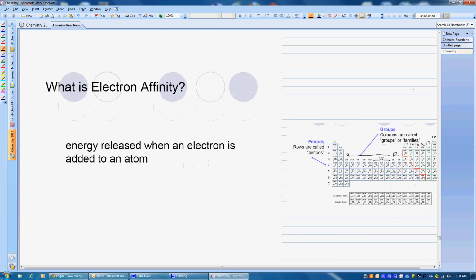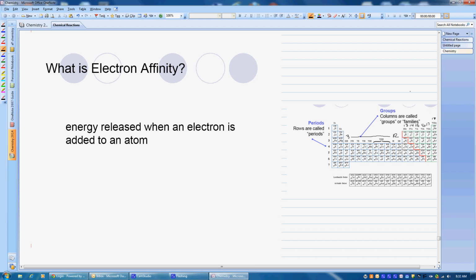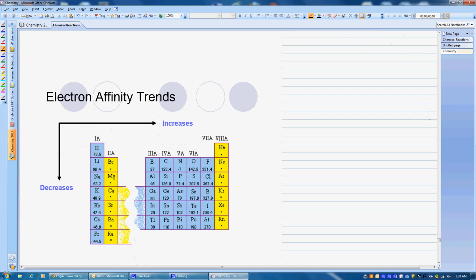And then the last trend we're going to talk about is electron affinity, and this is the energy that's given off when an electron is added. So now we have to think about which atoms want electrons. Well, if we think about it, metals have positive charges, so they're giving away electrons. Non-metals over here have negative charges because they want electrons. So when we have negative charges as a non-metal, they're going to release more energy because they're the ones that are going to be adding electrons. So we want to think about that.